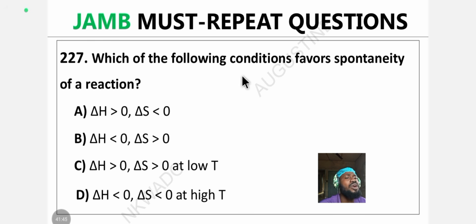Question 227. Which of the following conditions favor spontaneity of a reaction? A. B. C. At low temperature. D. At high temperature. What's the answer? My scholar, I know you know the answer. Drop the answer in the comment section.